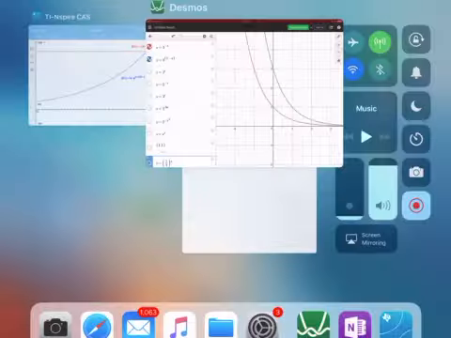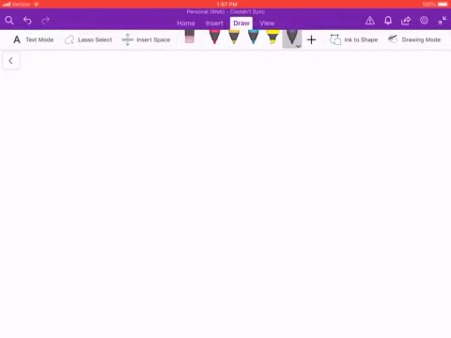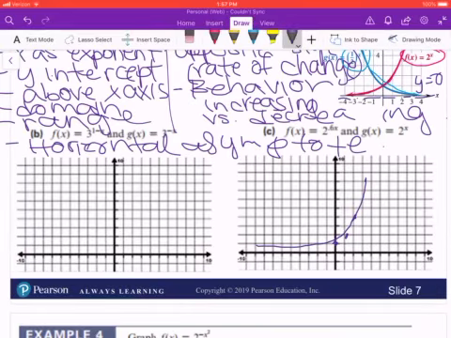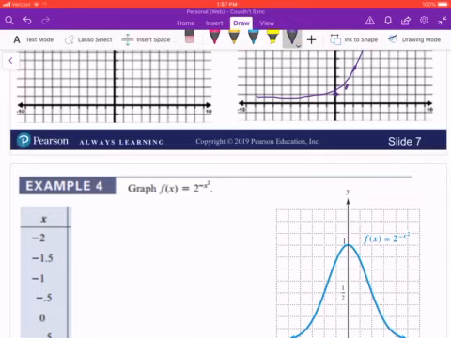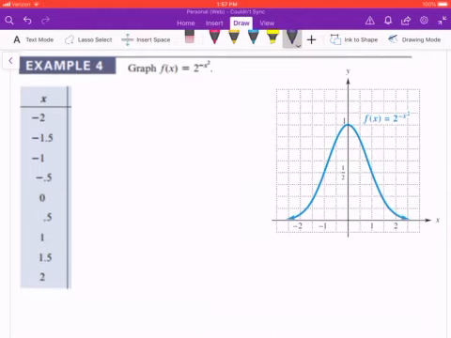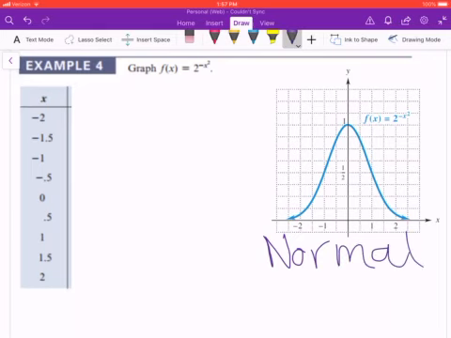Okay, so we're going to move on to the next problem. Let's see what we have here. Example 4: the function that we need to graph is 2 to the power negative x squared. And in fact, this is a very famous graph, and it represents the normal curve. In statistics, this is used a lot.